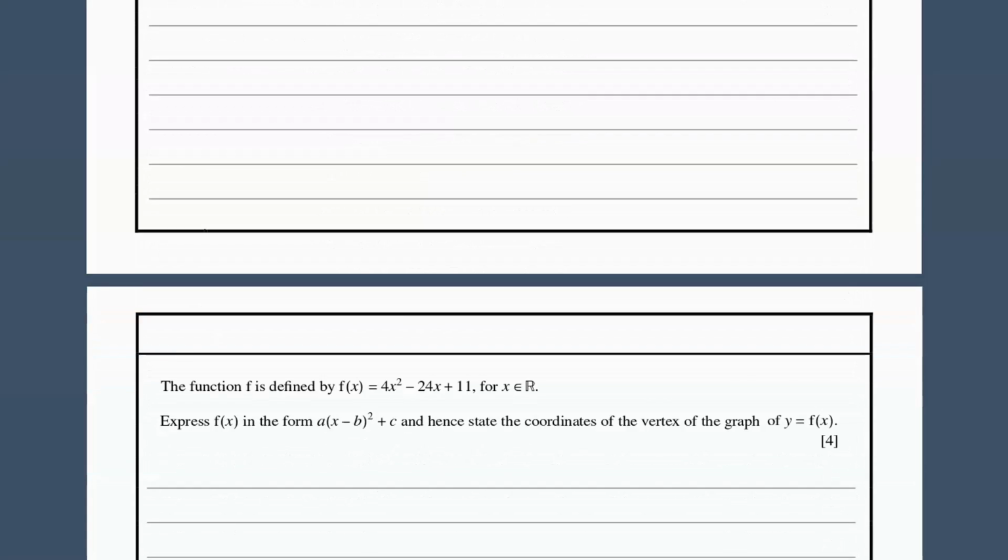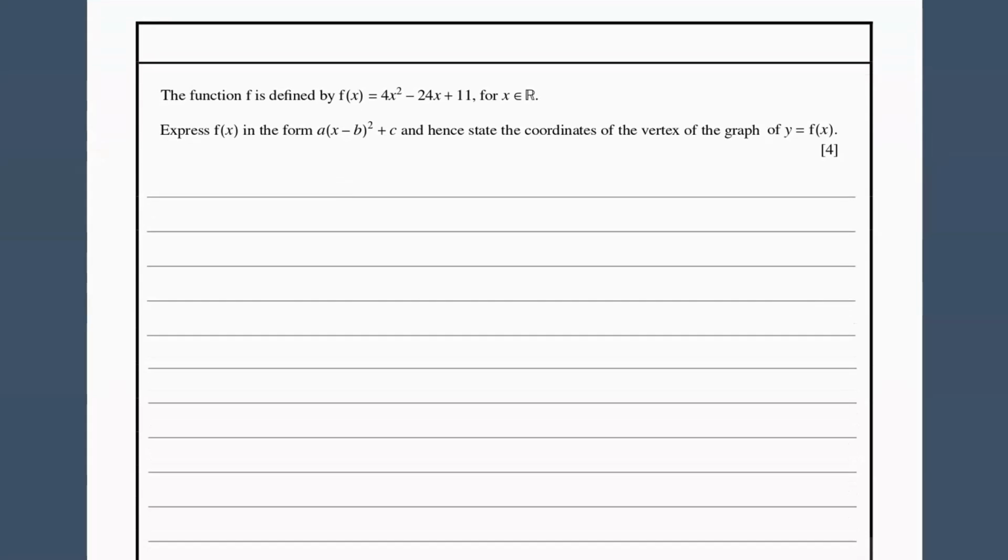One more example. Here they say the function f is defined by f of x is equal to 4x squared minus 24x plus 11 for values of x that are elements of all real numbers. Express f of x in the form a of x minus b squared plus c, and hence state the coordinates of the vertex of the graph of y is equal to f of x.